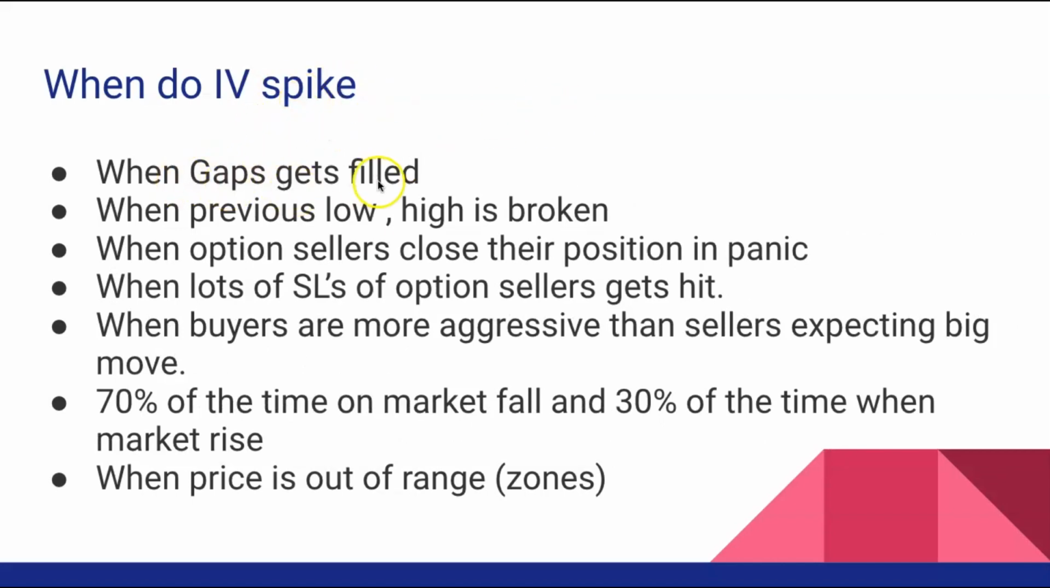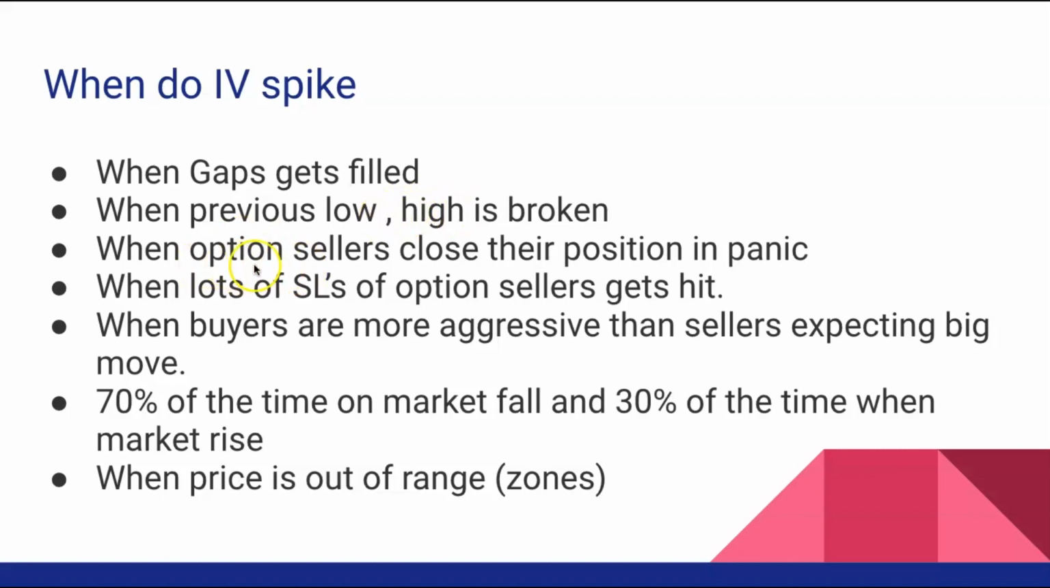So whenever the gap gets filled, the IV may spike. For example, if there is a gap up in the market and there is a sudden fall and the gap is getting filled, the IV will spike. And when a previous low or high is broken, like a monthly high or weekly high, if there is a sudden momentum after the breakout, the IV may spike.